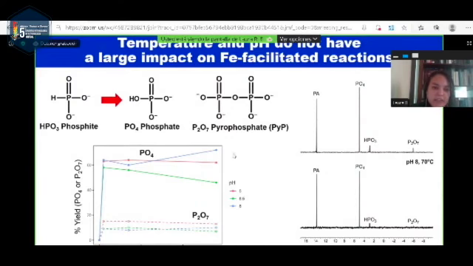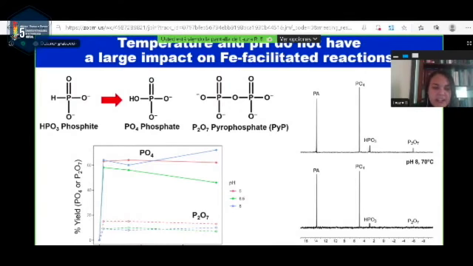So then when we looked at these reactions at various pHs, we wanted to see how the pH had an impact. We plot here the percent yields of phosphate shown in solid lines or pyrophosphate shown in the dashed lines, and the color corresponds to the pH. And what you can see here in general is the phosphate is generated a lot more compared to pyrophosphate.